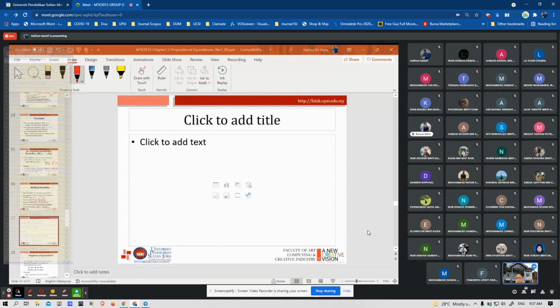Okay, for the two different roles in predicate logic, we have bound occurrences, and the second one is free. Okay, for example, we have something like this.